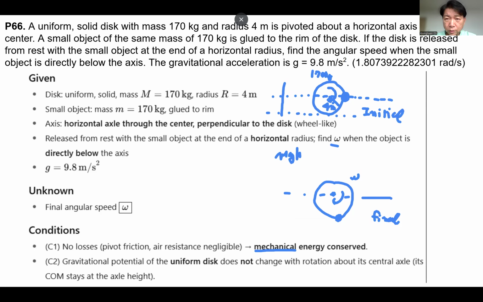And if you look at this small object, you will find out that its gravitational potential energy has changed. Note that the plate does not have any change in the gravitational energy, but this small object has changed its position from this rim to this bottom, so that the position difference is given by R.